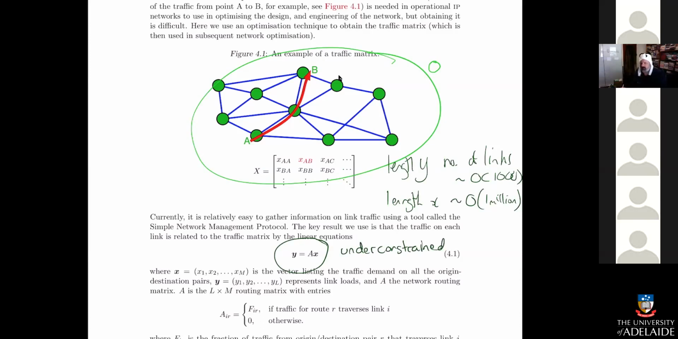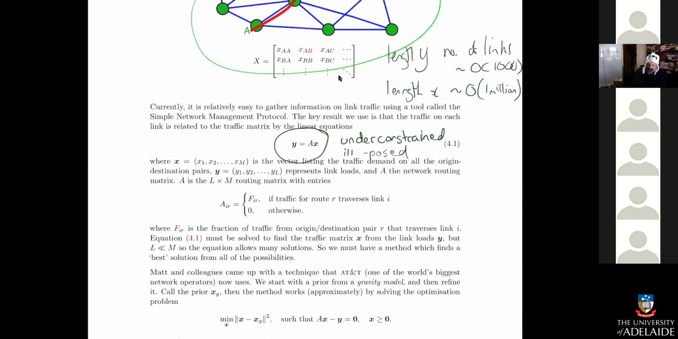But there's also noise. There's errors that creep into any set of measurements. And that means that it can also be ill-posed. It could mean that there's no solutions to it. So you need to come up with a technique for solving this in the best possible way, given the data you have.